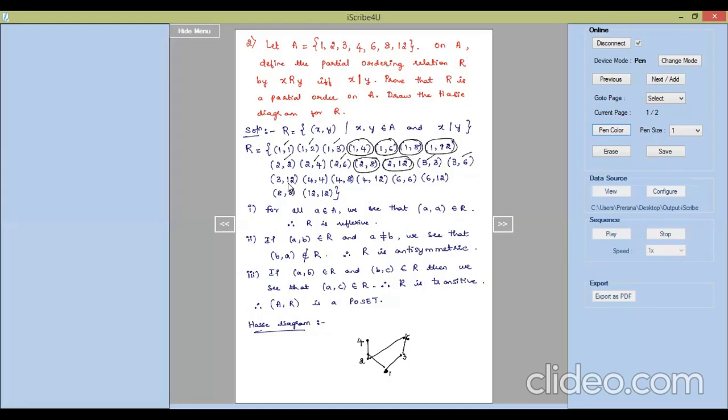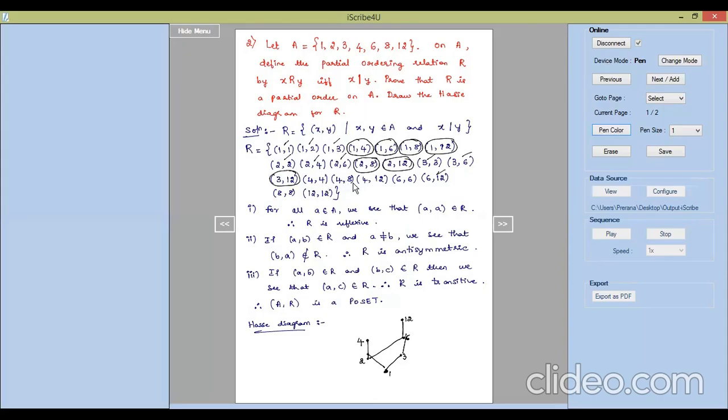3 comma 12 I can explicitly understand. 6 to 12 I am drawing and showing it to you. This is 12, 6 to 12. So did you observe 3 to 6, 6 to 12 is obviously giving us 3 to 12. Next we have 4 comma 4 which is a loop, obvious. So I need not show it once again.